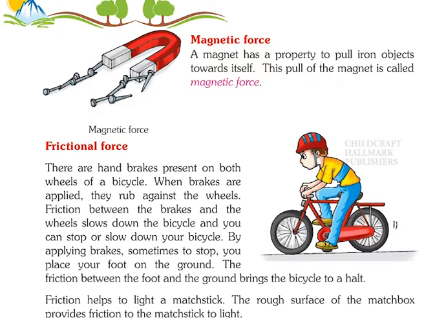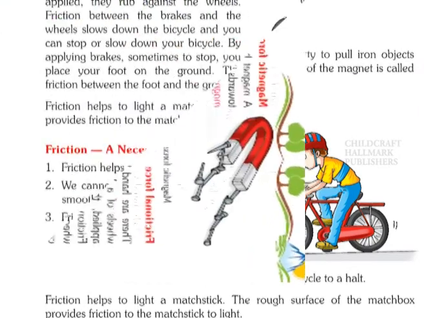Frictional force. There are hand brakes present on both wheels of a bicycle. When brakes are applied, they rub against the wheels. Friction between the brakes and the wheel slows down the bicycle, and you can stop or slow down your bicycle. By applying brakes, sometimes to stop, you place your foot on the ground. The friction between the foot and the ground brings the bicycle to a halt.